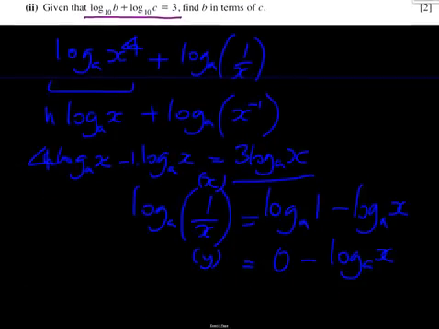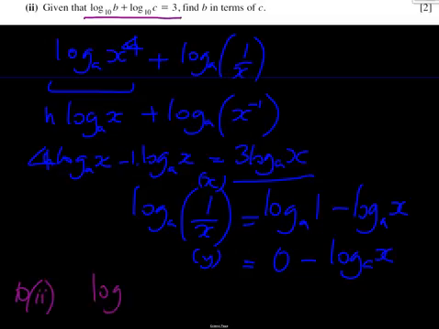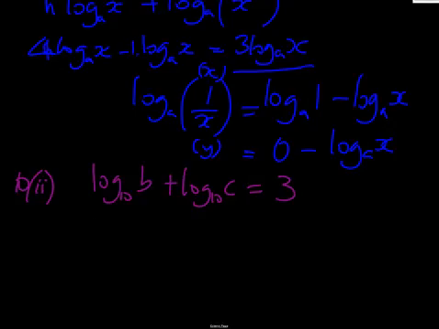So let's have a look at that top one first. Let's do that one. 10.2. Here we've got log 10 of b plus log 10 of c equals 3. There we go. That's fairly straightforward. So the first thing we're going to do is group up the left-hand side using the addition law. So that's going to be log of b times c equals 3.